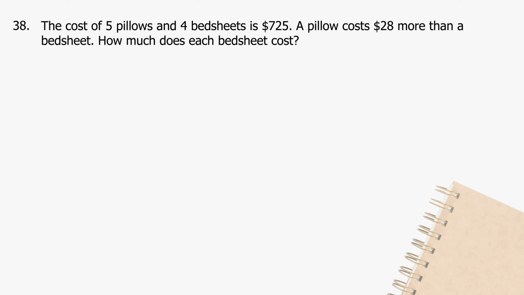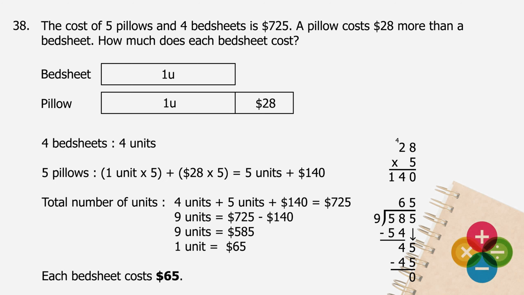Question 38. The cost of 5 pillows and 4 bedsheets is $725. A pillow costs $28 more than a bedsheet. How much does each bedsheet cost? Let us take one bedsheet as 1 unit. 4 bedsheets will be equal to 4 units. 1 pillow will be equal to 1 unit plus $28. 5 pillows will be, multiply 1 unit plus $28 by 5, and the product will be 5 units plus $140.